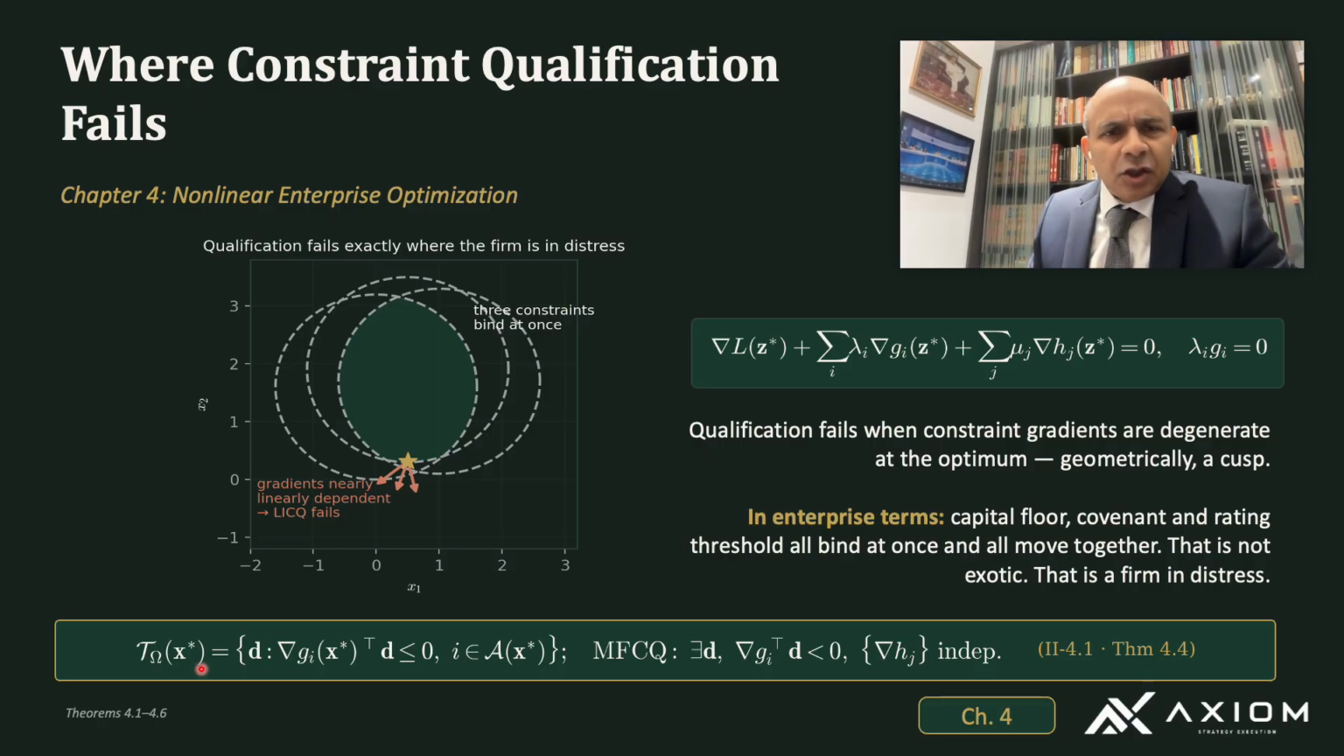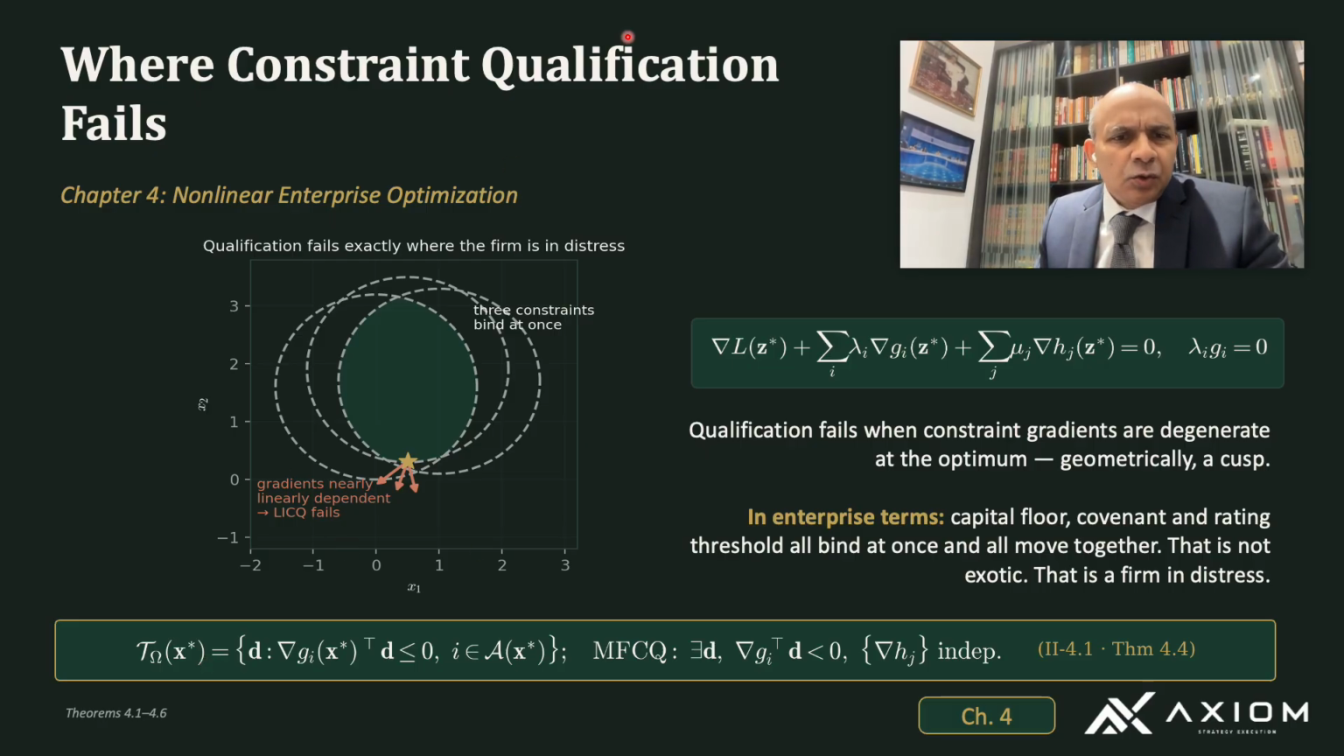Now, the tangent cone of feasible directions. This describes the directions d in which you can move locally from x star without immediately violating any active inequality constraint. The tangent cone is the set of locally feasible directions available to the enterprise at the current constraint point.